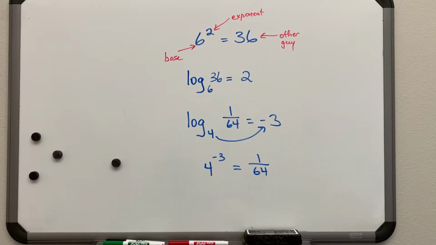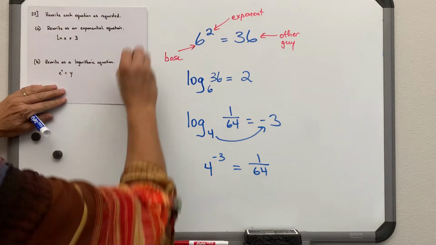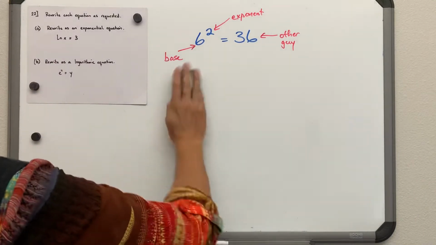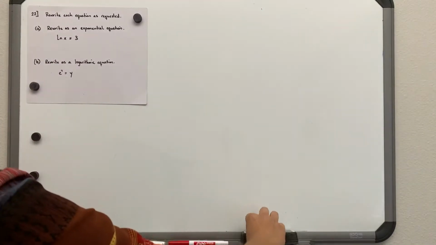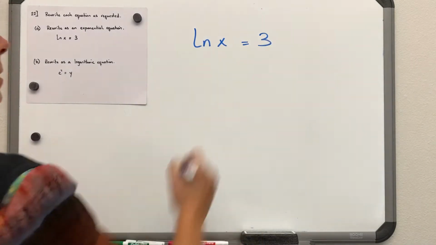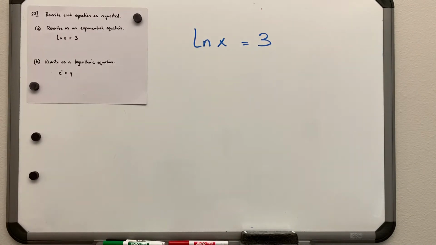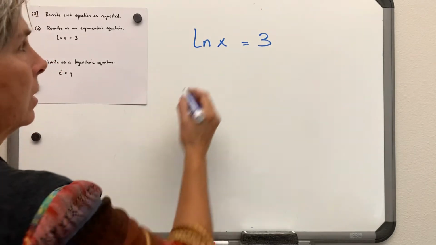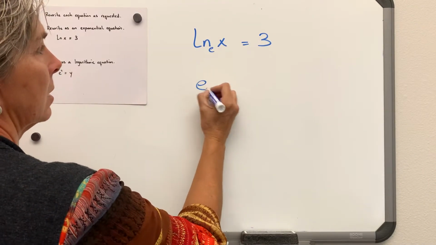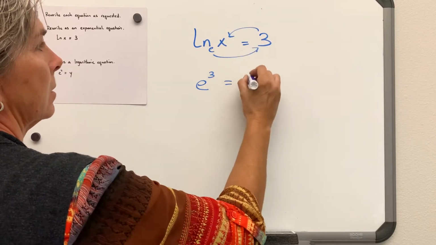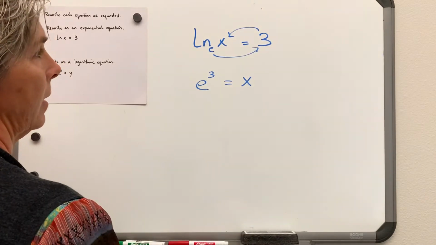Question 22. Is the same type of deal. It says rewrite each equation as requested. So rewrite as an exponential. So I've got ln of x equals 3. So an exponential always starts with the base and its power. And here you don't see the base, but ln is a natural log and the base is e. So this is going to be e to the third power equals x. So it kind of goes like a little circle like that.